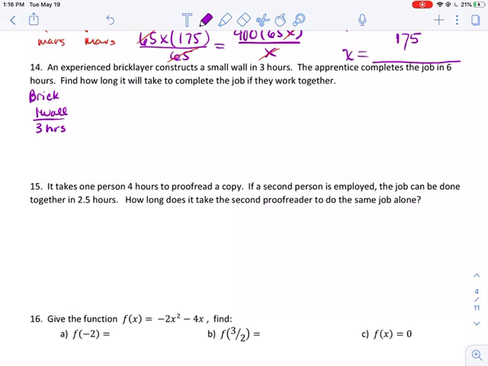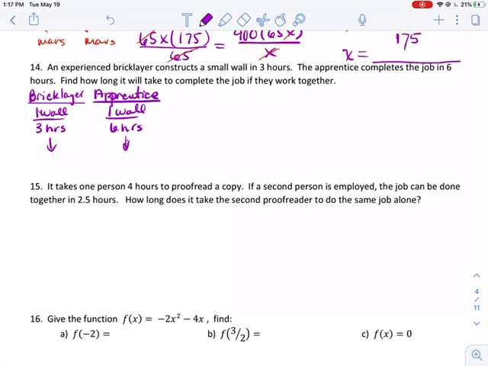The apprentice completes the job in 6 hours. This bricklayer is experienced, right? They know how to get it done quick. They know all the shortcuts and everything else. Then you have the apprentice, and they do one wall, or one job, in 6 hours. So what they're giving you, kind of behind the scenes, is a rate. This is the rate telling you that this guy does the job in 3 hours and the second guy, the apprentice, does the job in 6 hours. It gives you the rate, how fast they get one done.